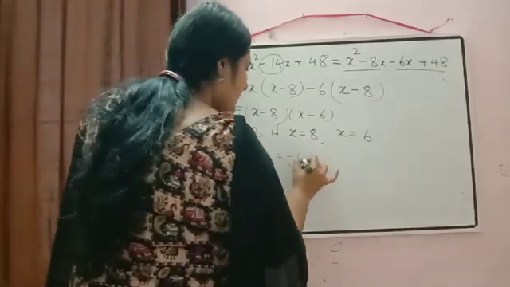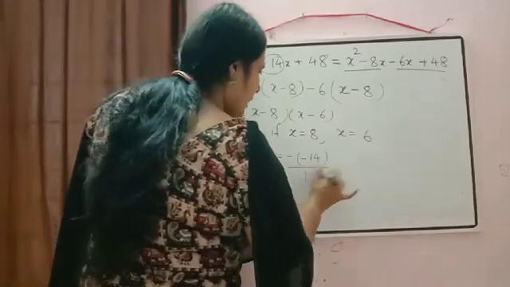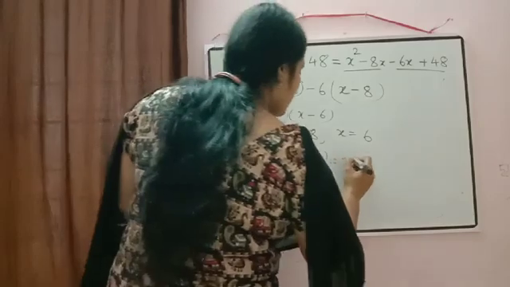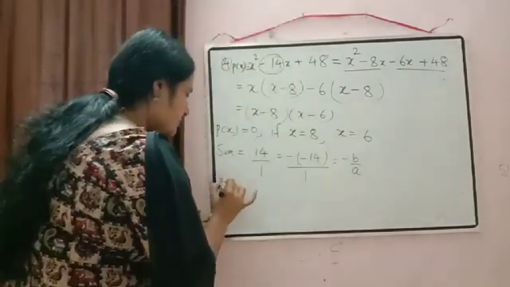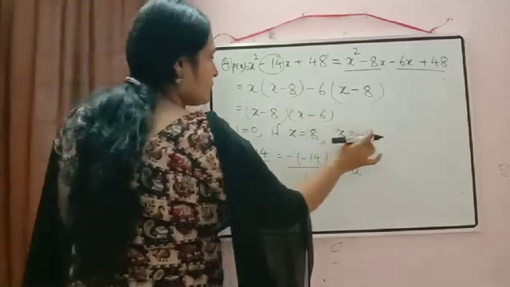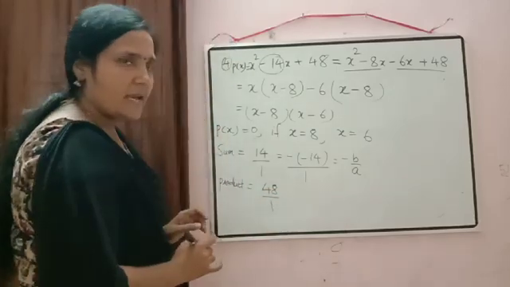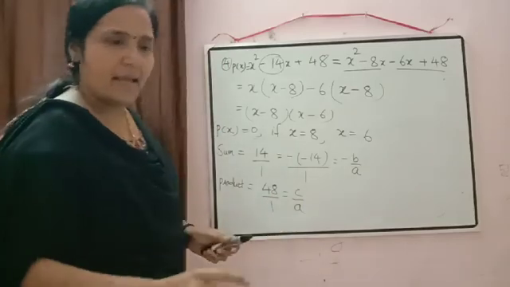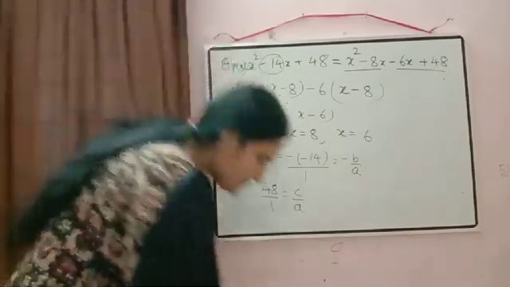So that's why we will rewrite it in this way: minus of minus 14 by 1, and minus 14 is the value of b. So we will write here minus b by a. Then next, product of the zeros. Product will come 8 into 6, 48. 48 can be written as 48 by 1, so it will be equal to c by a. Okay. Now write down the next question.